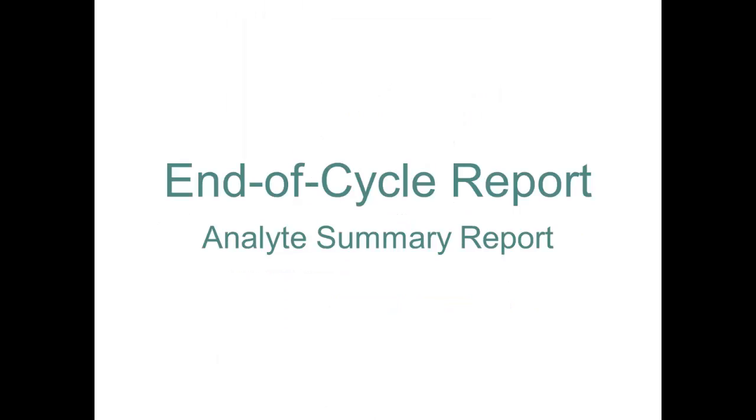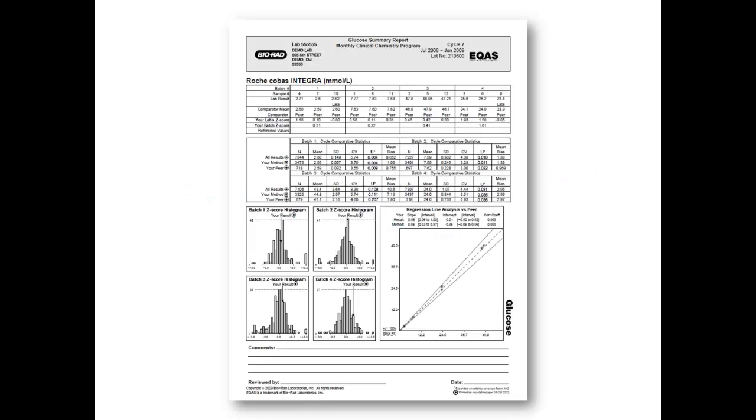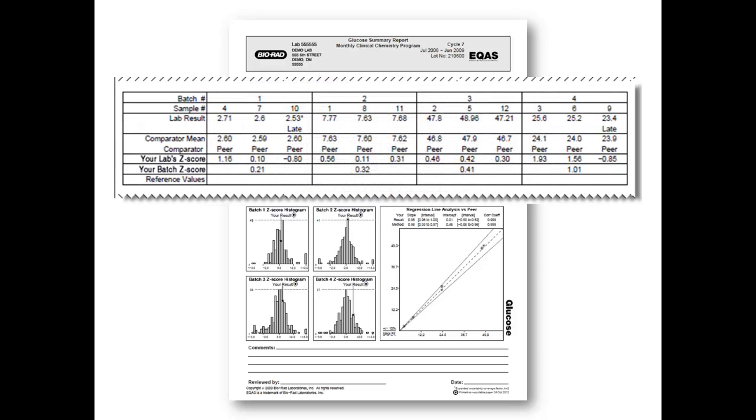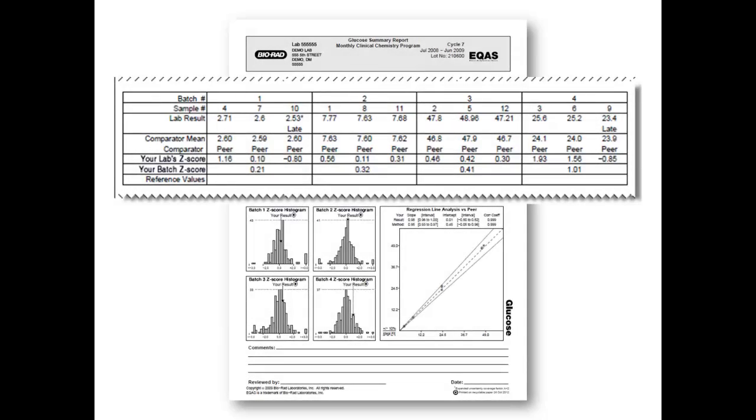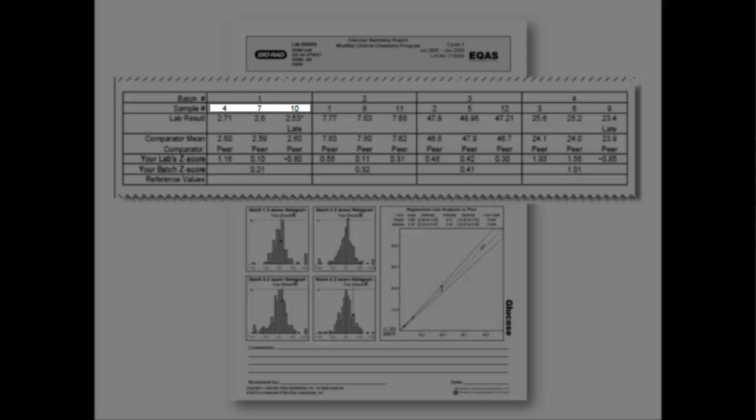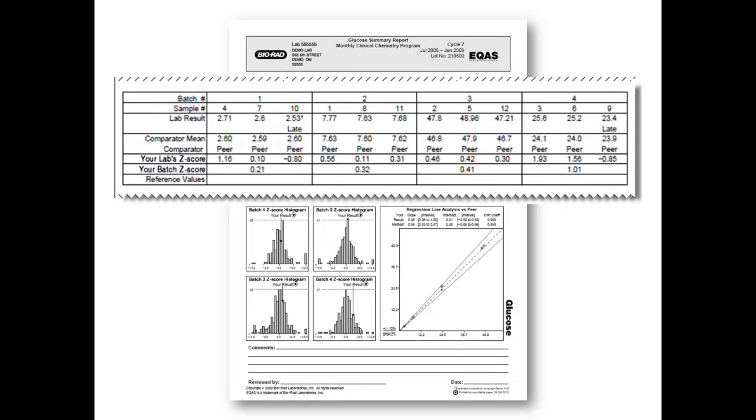The third section of the end-of-cycle report is made up of the Analyte Reports. A separate page is provided for each registered analyte. Let's zoom in on the analyte statistics table. The samples are grouped by batch. A batch typically consists of 3 samples with the same concentration per analyte.